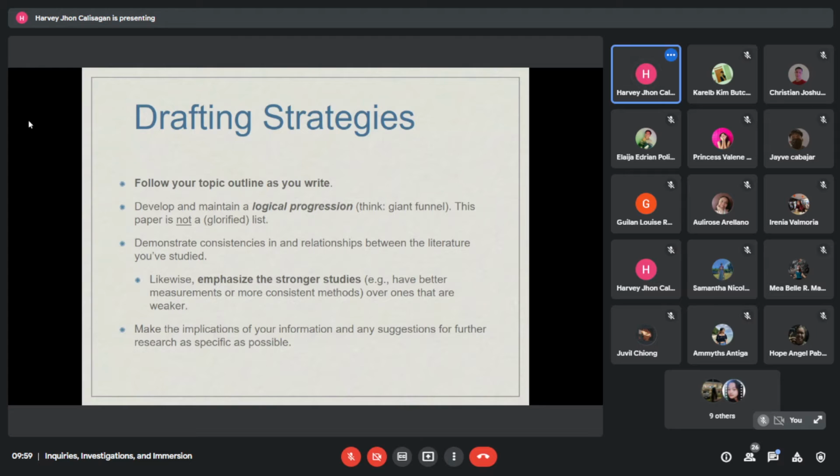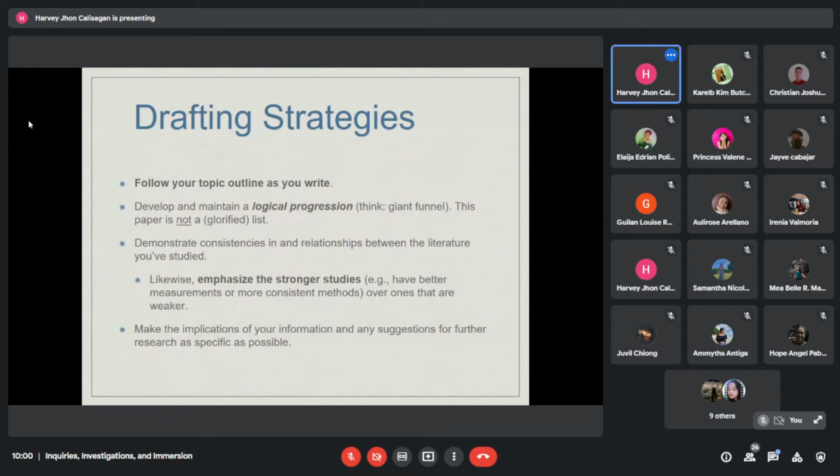Next, demonstrate consistencies in and relationships between the literature you've studied. Emphasize strong studies. You have to have better measurements or more consistent methods over ones that are weaker. It's just like I've said, you have to emphasize a strong reference rather than the weak reference, and make implications of your information and any suggestion for further research as specific as possible.